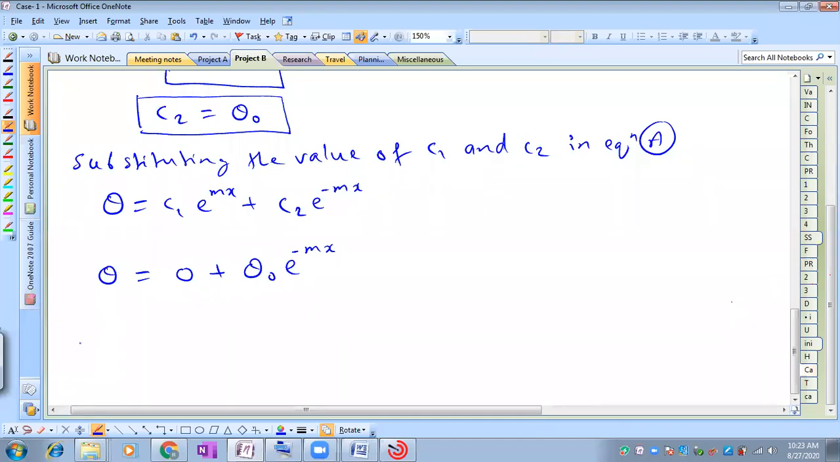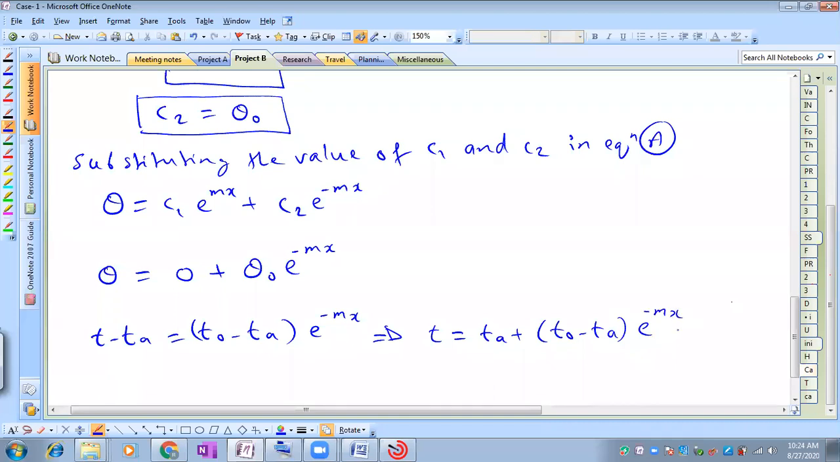So if I write theta as t minus ta, it is equal to t0 minus ta into e raised to minus mx. Okay. Now this can also be written in terms of t: T is equal to ta plus t0 minus ta into e raised to minus mx. So I consider this to be my equation number 1. Is it clear?